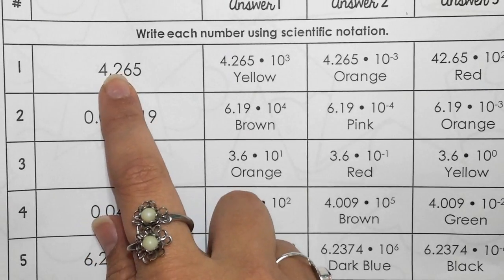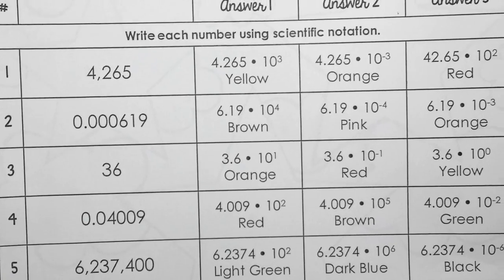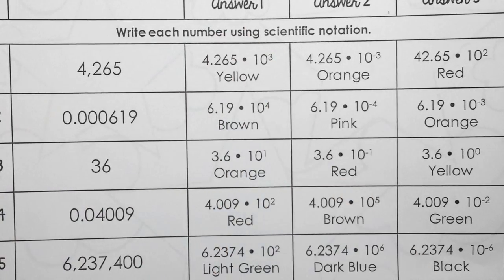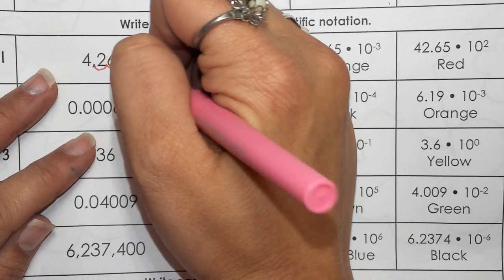So you're going from standard form to scientific notation. For number 1, how many places would you move your decimal? 3. So is it a positive 3 or a negative 3? It is a positive, so it would be yellow. Number 1 would be yellow because you move it 1, 2, 3.